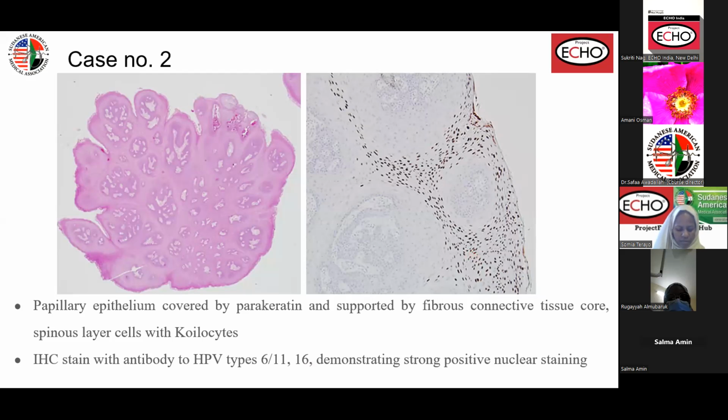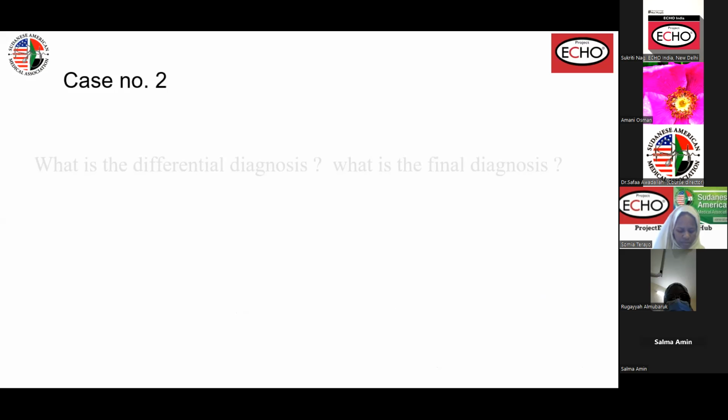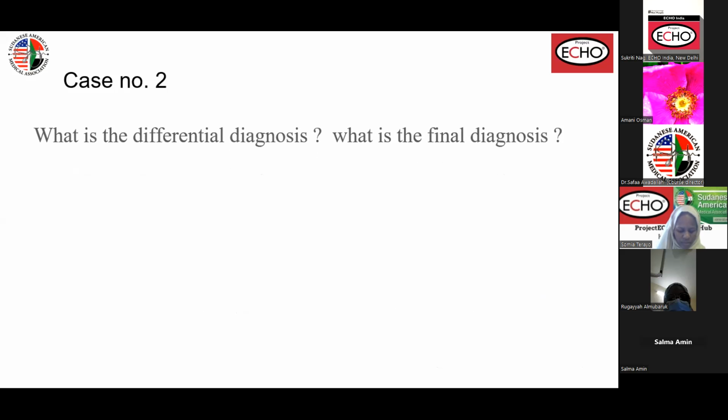So now the question is, what is the differential diagnosis of this condition, and what is the final diagnosis eventually? You can think about it for a couple of minutes and then we can start discussing it.